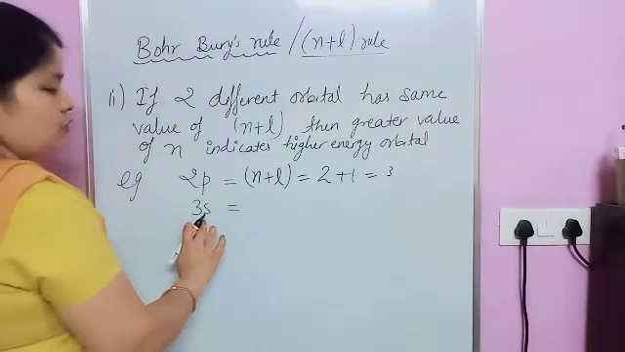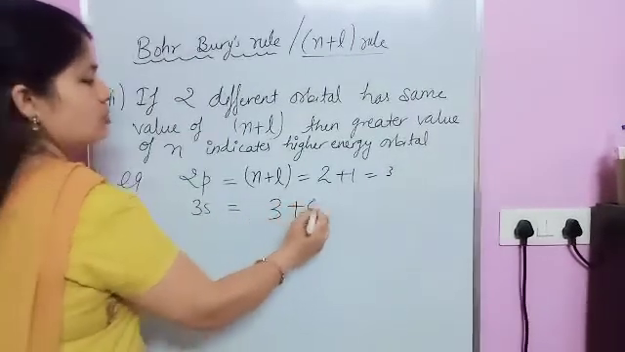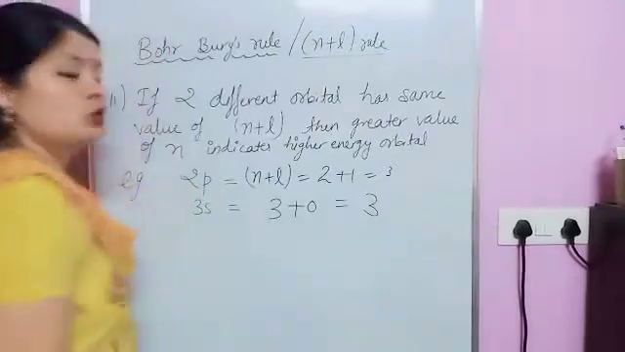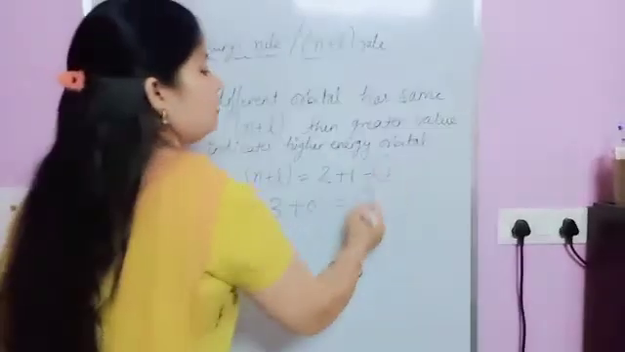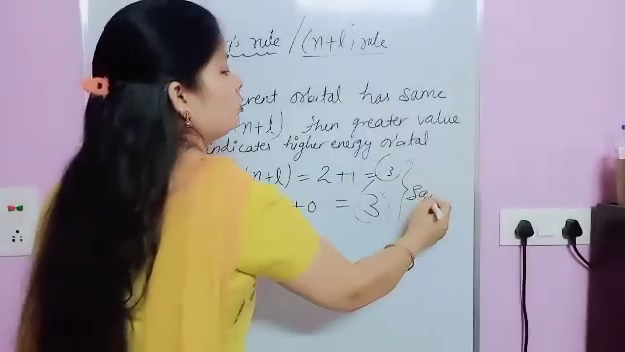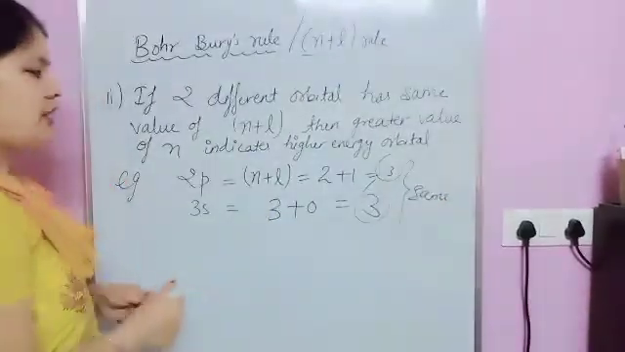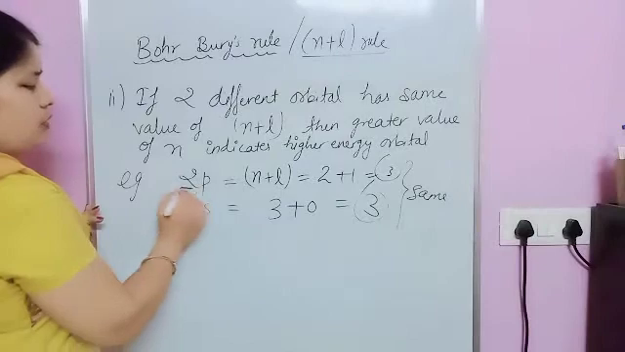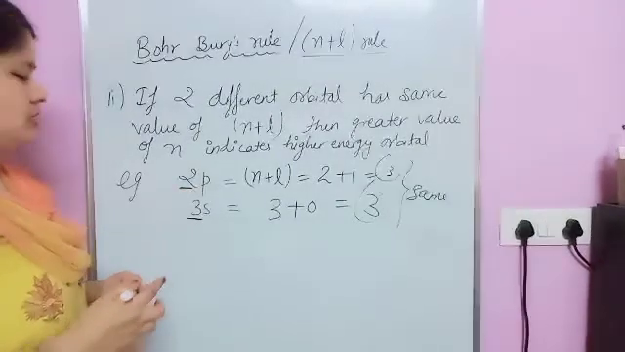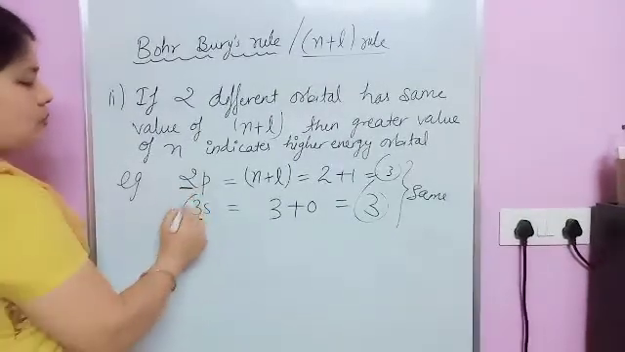Okay, now if you solve for 3s, that one is 3 plus 0, that one is also 3. Just see, both the values are the same. दोनों की values कैसी हैं? Same हैं. तो in that case what you have to see? You have to see the number of orbits, or rather the number of shells.